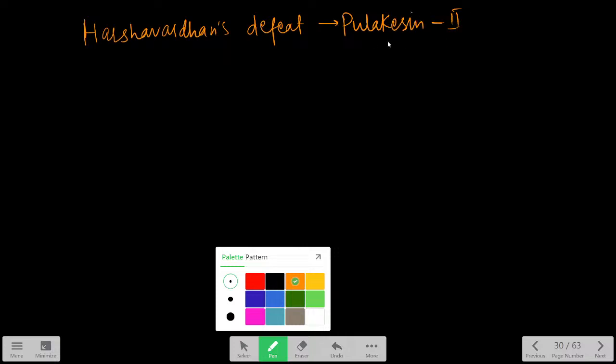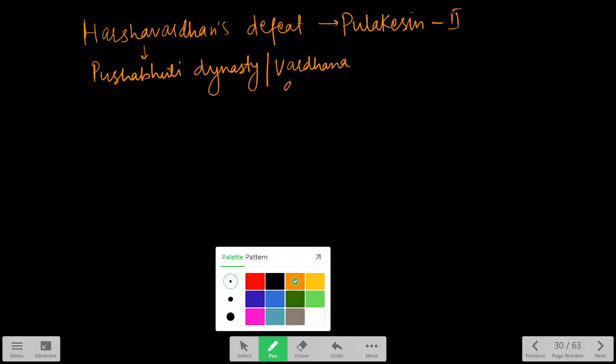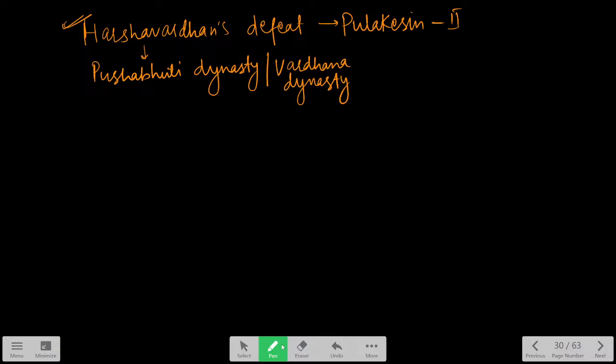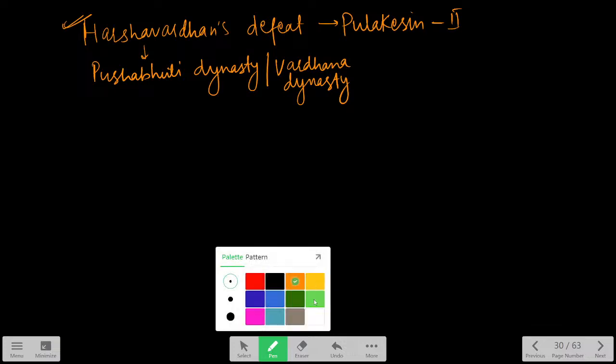So Harshvardhana was defeated by Pulakesin, and Harshvardhana was the ruler of the Pushyabhuti dynasty, or you can say the Vardhana dynasty. After the death, or defeat, of Harshvardhana, medieval history started. Okay, so medieval history has started here.